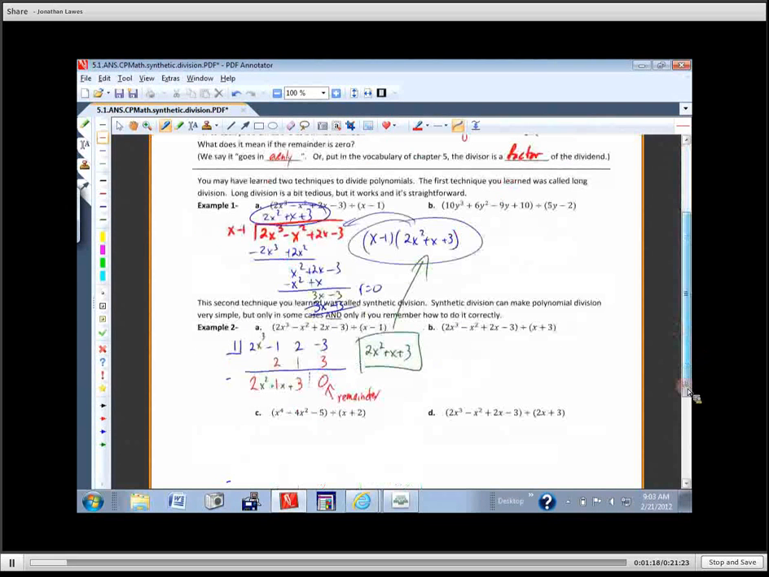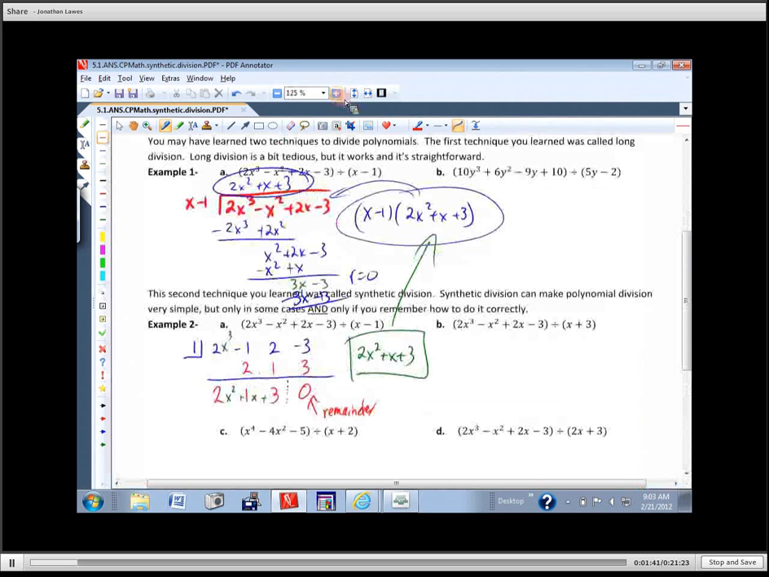So we did this problem right here. This is the only one that we did. I just said, hey, let's look at this, think about how this works. And so we did this division problem. We put the x minus 1 on the outside, we put the 2x cubed minus x squared plus 2x minus 3 on the inside, and then we did the long division. So that should all be something that you're pretty familiar with.